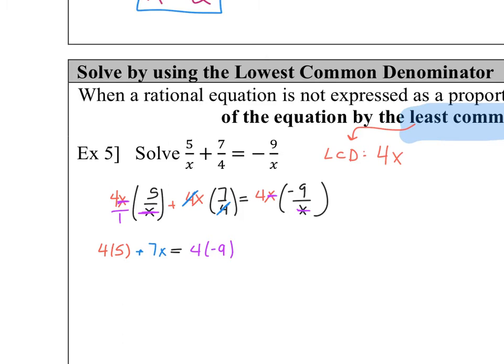So we really got rid of all of our fractions. So now let's multiply to clean this up. So 4 times 5 makes 20.